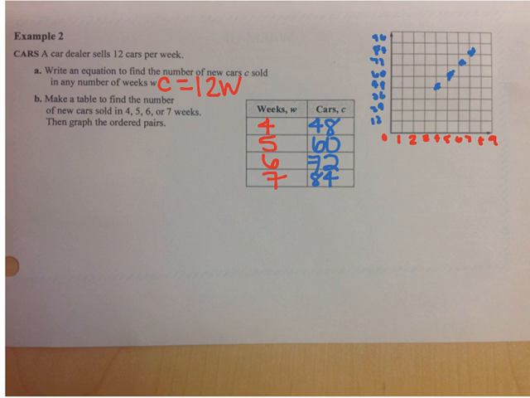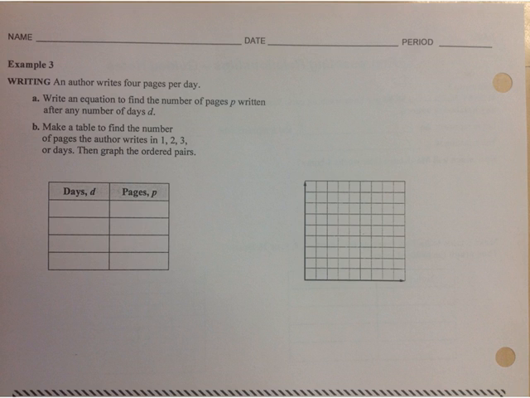Alright, let's keep going and let's go ahead and look at example number 3. Alright, example 3 says an author writes 4 pages per day. Part A says write an equation to find the number of pages P written after any number of days. Alright, so my equation for this one now is going to be P equals 4D. Okay, so the number of pages is equal to 4 times the number of days.